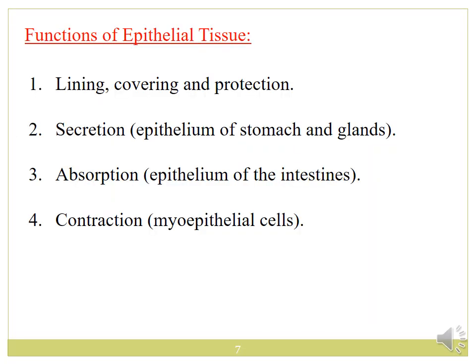What are the functions of epithelial tissues? There are many functions. Here we are going to talk about general functions because the function of the epithelial tissue depends on its location. The general functions of epithelial tissue include lining, covering and protection, secretion, for example, the epithelium of the stomach, and the glands, because glands are considered epithelial tissue. Also absorption, for example, the epithelium of the intestine. And finally, contraction. We have a type of epithelial cell called myoepithelial cell. These perform contraction, and we are going to talk about this later on.